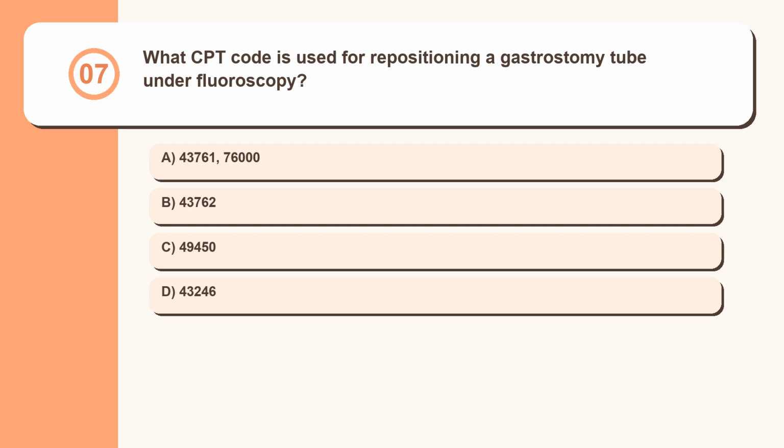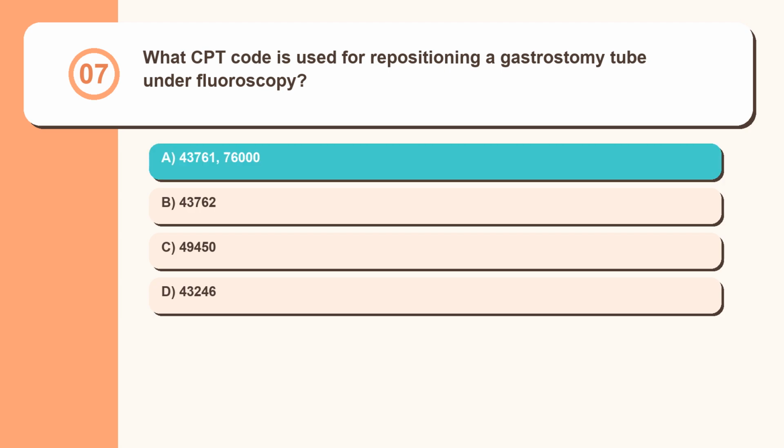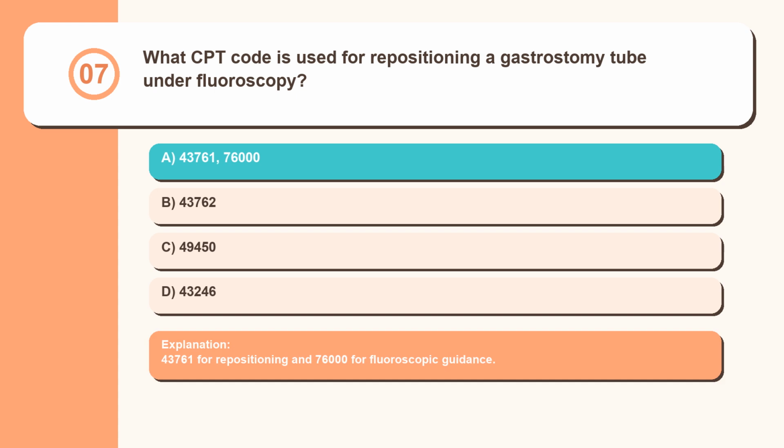Question 7. What CPT code is used for repositioning a gastrostomy tube under fluoroscopy? 43761, 76000, 43762, 49450, 43246. 43761 for repositioning and 76000 for fluoroscopic guidance.